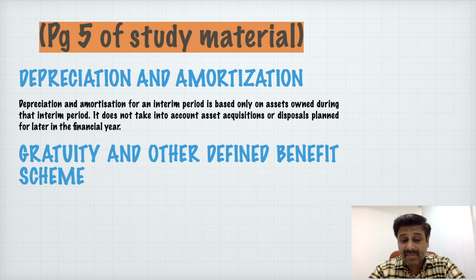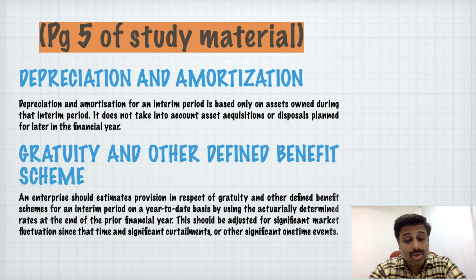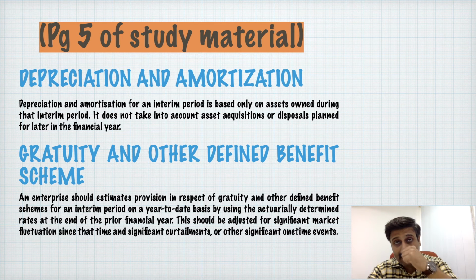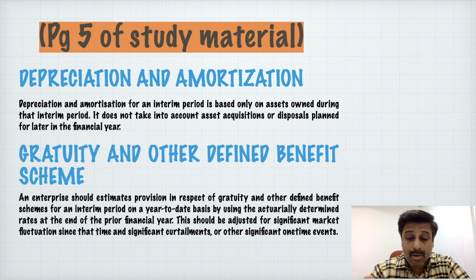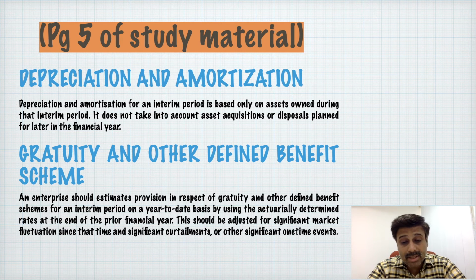Gratuity and other defined benefit schemes. So gratuity also follows the discrete approach. An enterprise should estimate provisions in respect of gratuity and other defined benefit schemes for an interim period on a year-to-date basis by using actuarially determined rates. Actuarially means an actuary is a person who estimates how many employees will retire in which particular year. So based on the determined rates at the end of the prior financial year, this should be adjusted for significant market fluctuations since that time and significant curtailments or other significant one-time events.